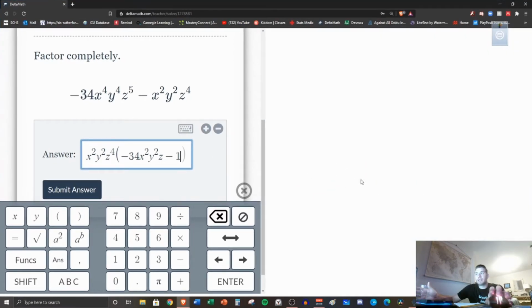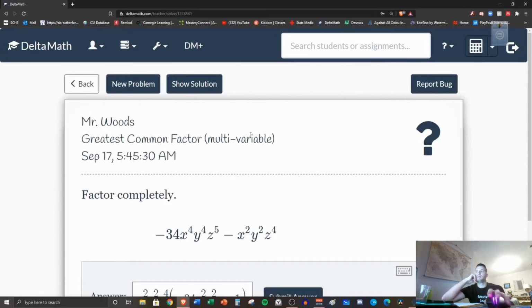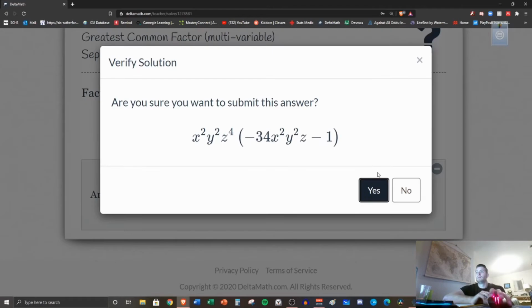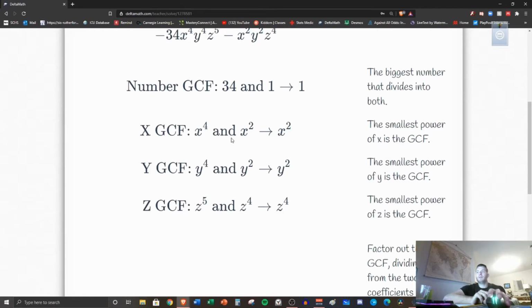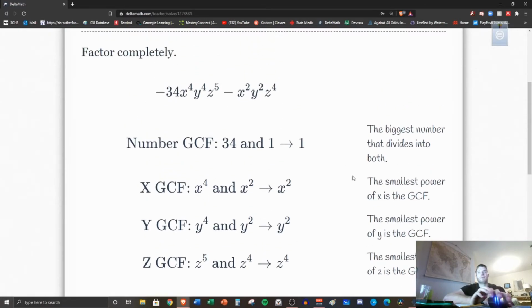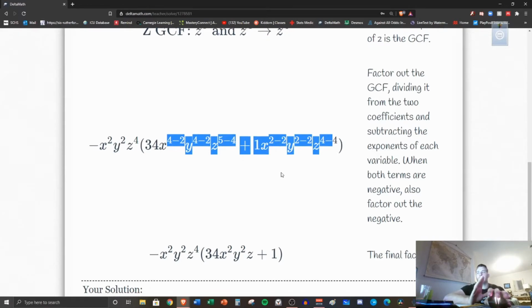Let's see if it likes this once it loads. All right, so let's check it out. Submit. Got it. Okay. So it goes through the GCFs. If you miss it, you can check your work pretty easily. It's going to tell you what the GCFs are. And it goes through how to solve it. It shows like the steps that we're doing in our head where you're subtracting the exponents.